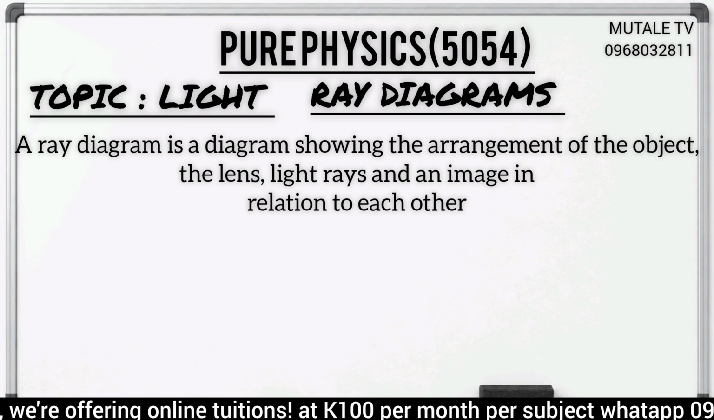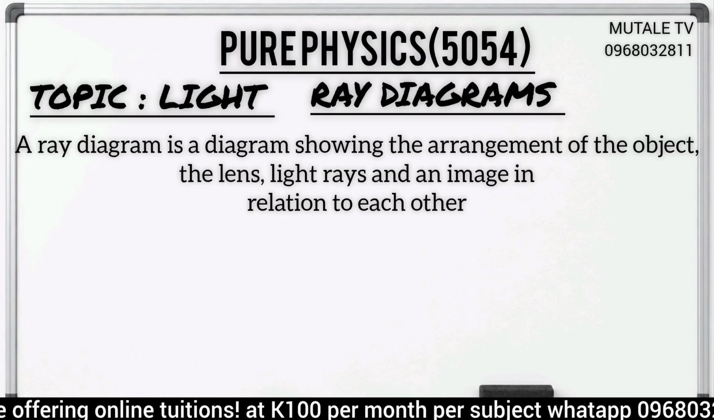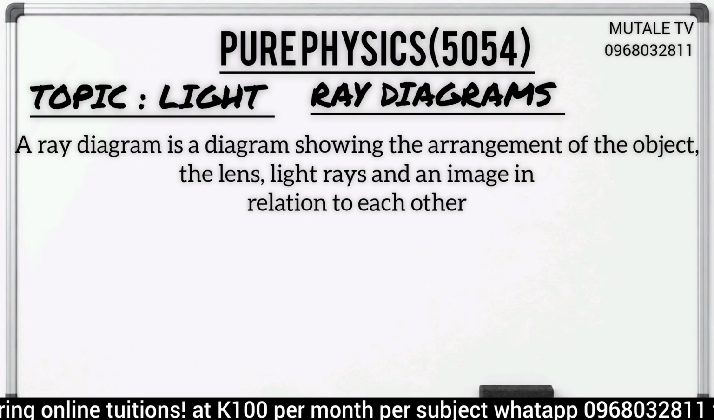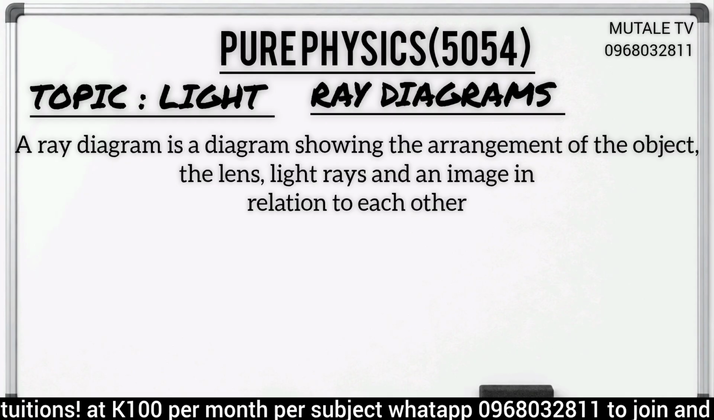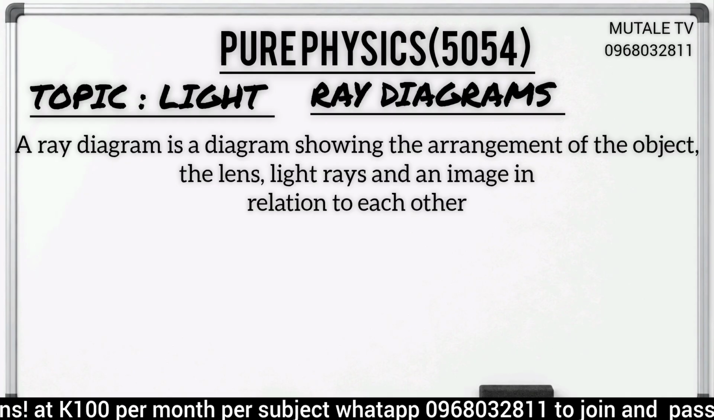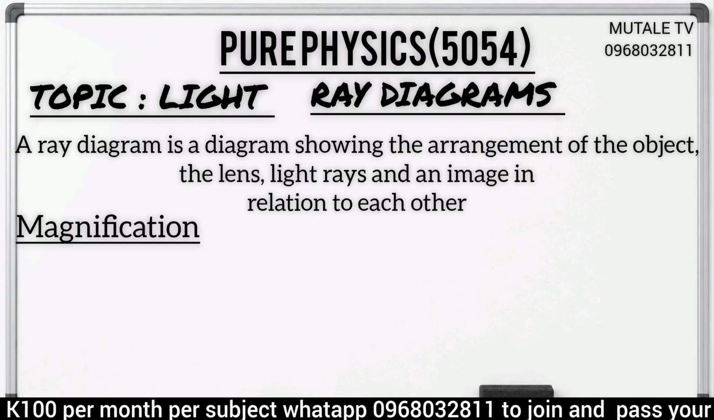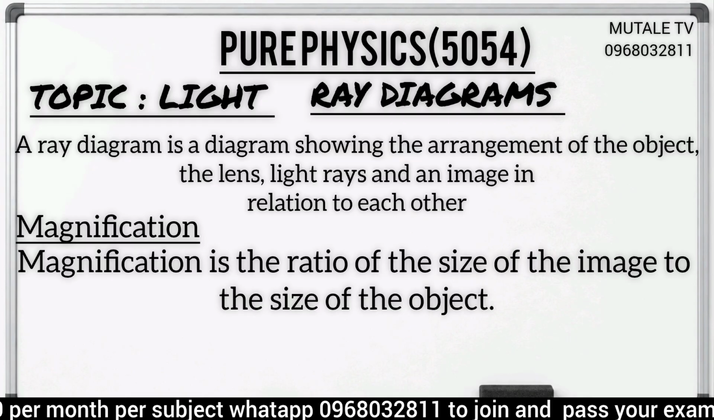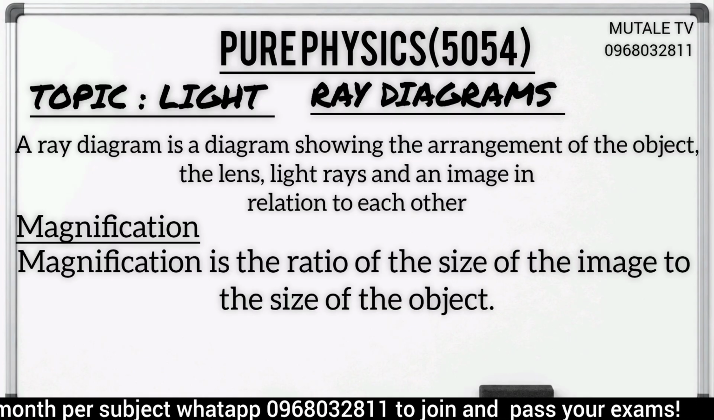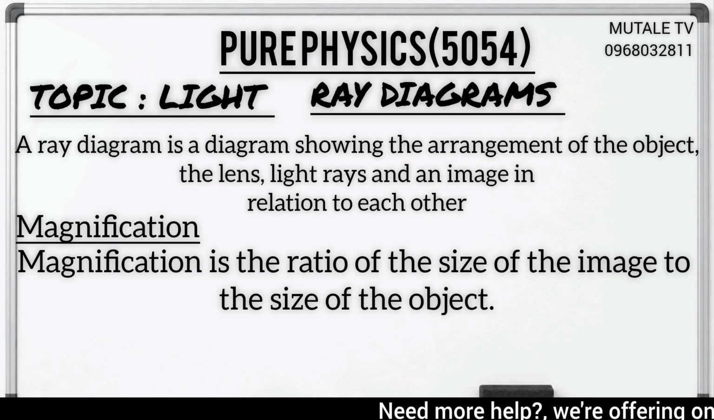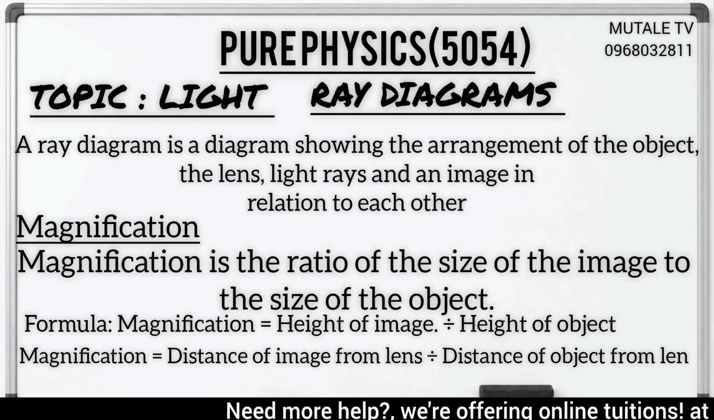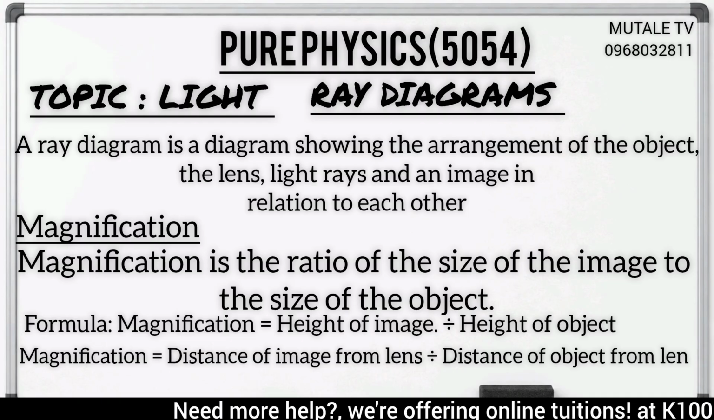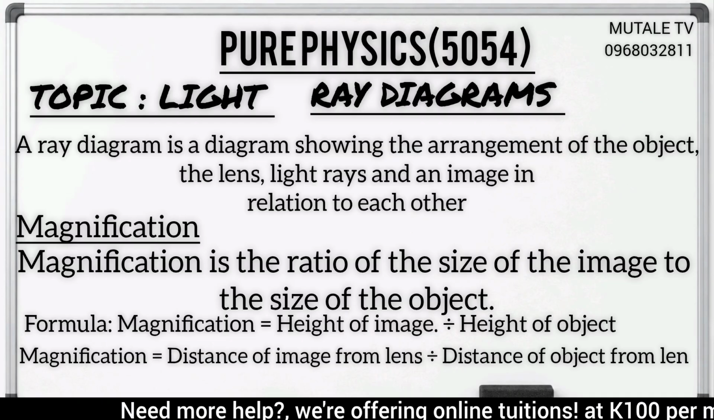And from these diagrams, we can tell whether an image is real or virtual, magnified or diminished, and on which side of the lens it appears. A closely related idea is what we call magnification. Magnification is the ratio of the size of the image to the size of the object, and can also be calculated as the ratio of the distance of the image from the lens to the distance of the object from the lens. Magnification has no units, since it's simply a ratio.